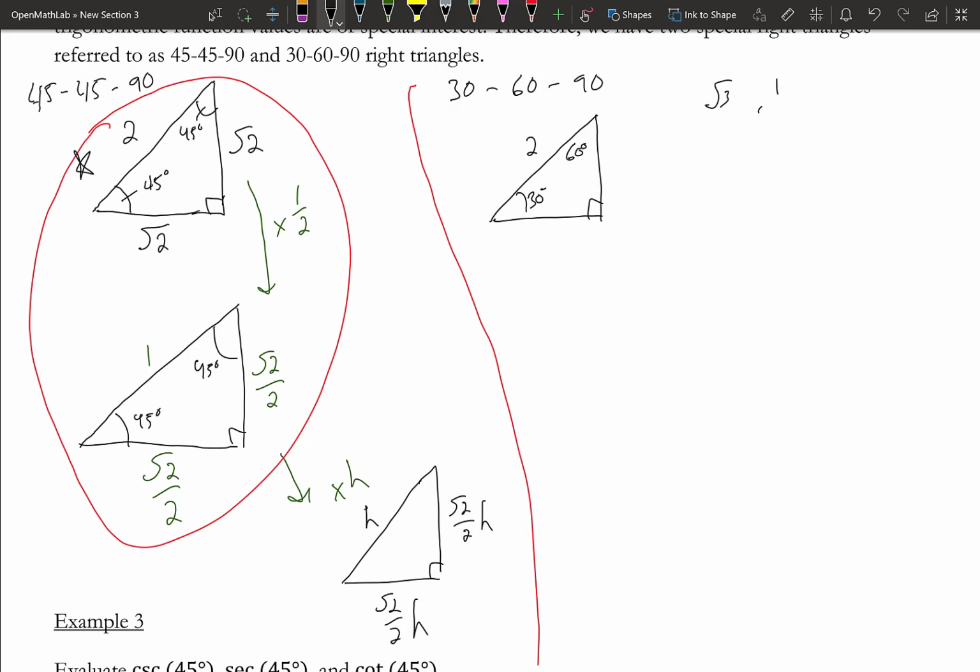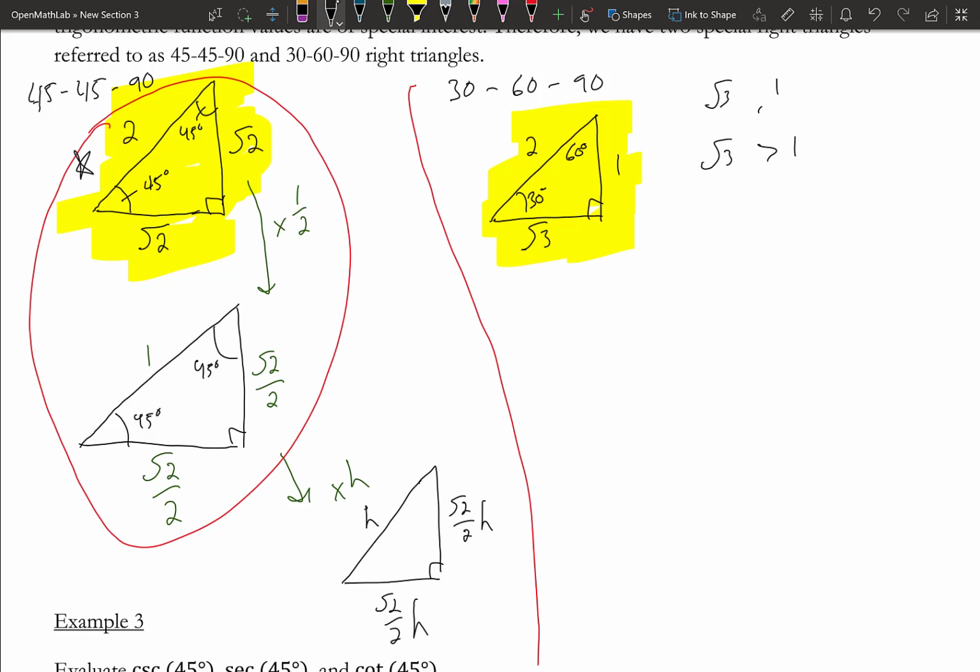Also it's important to note that radical 3 is bigger than 1. So since radical 3 is bigger than 1, that should go across from the bigger angle. So that's going to go across from the 60 degree angle. So this would be radical 3, and this would be 1. Again, I think this triangle and this one are the easiest two to remember.